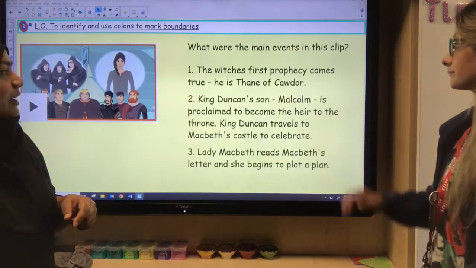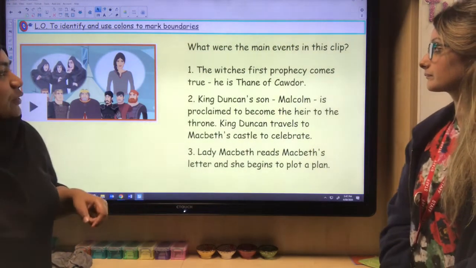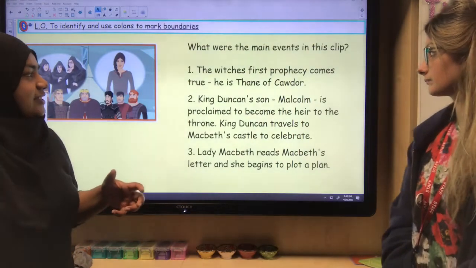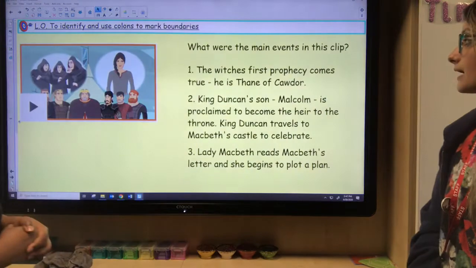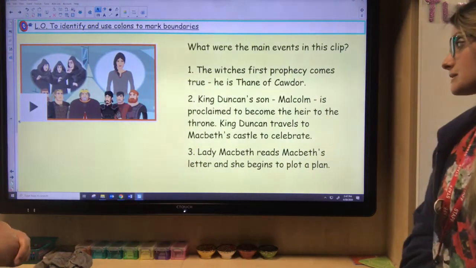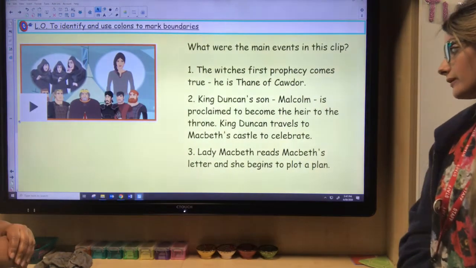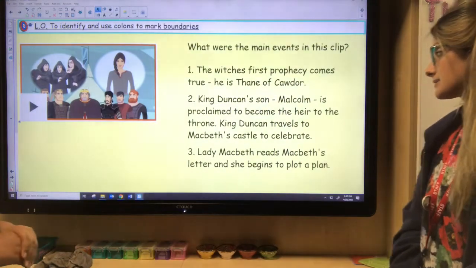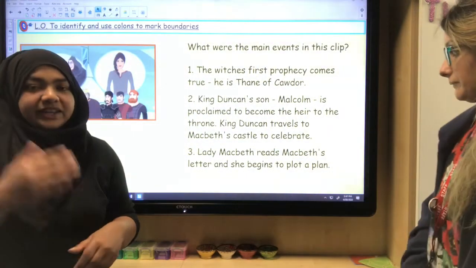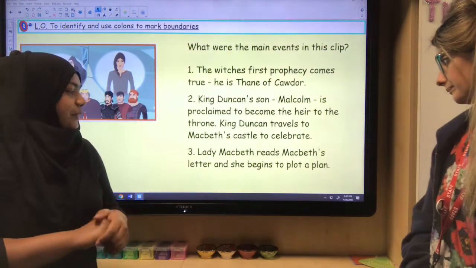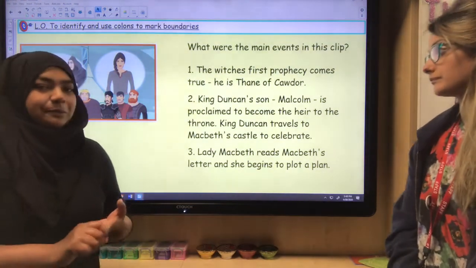Right, Mrs. Gale, the main events. Number 1, the witch's first prophecy comes true. He is Thane of Cawdor, so he owns Cawdor. Number 2, King Duncan's son, Malcolm, is proclaimed heir to the throne. King Duncan travels to Macbeth's castle to celebrate. The heir to the throne means the next person in line to be king or queen. And then number 3, Lady Macbeth reads Macbeth's letter and she begins to plot a plan.